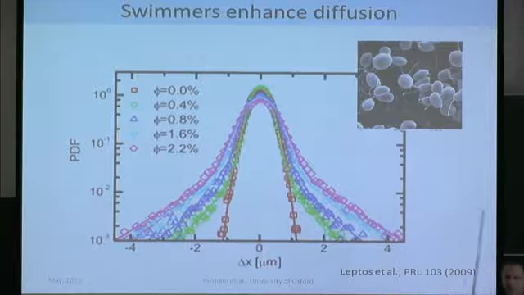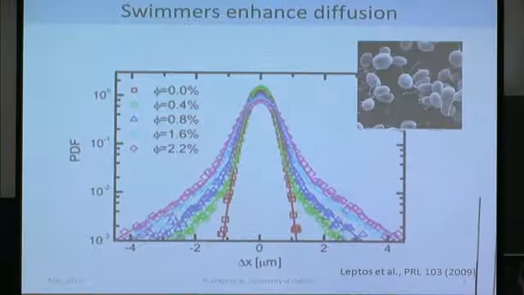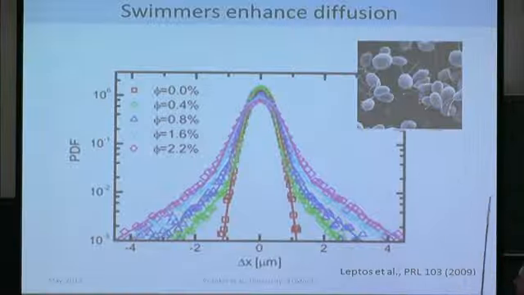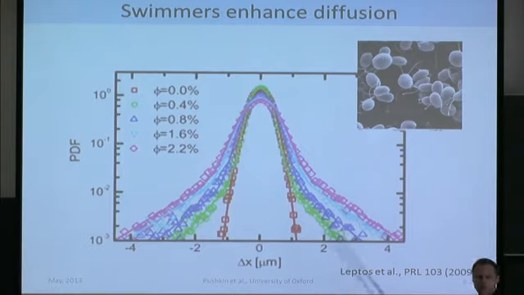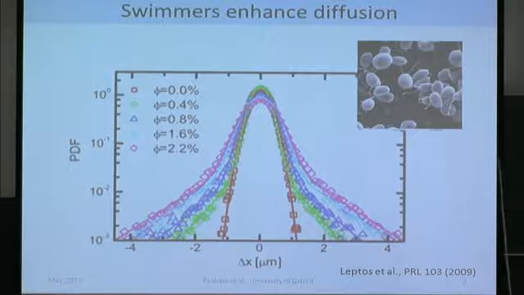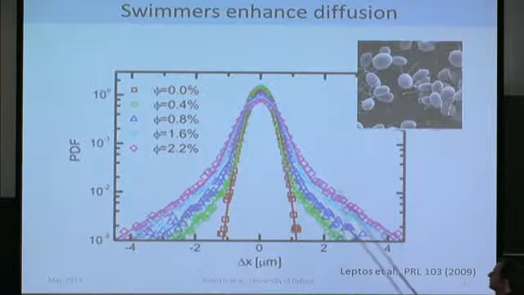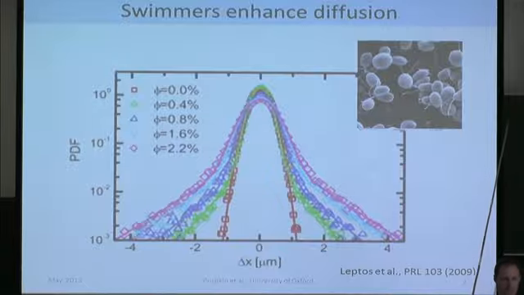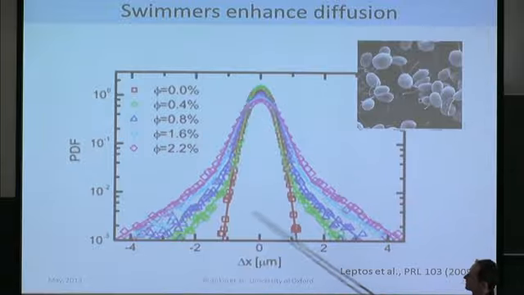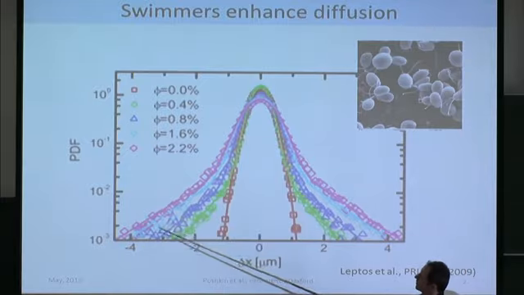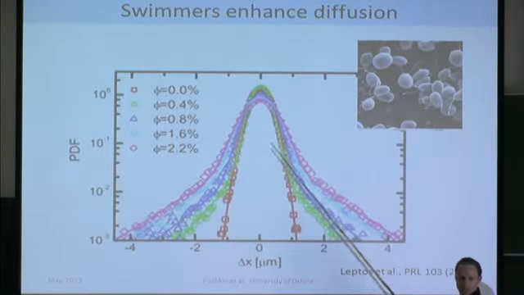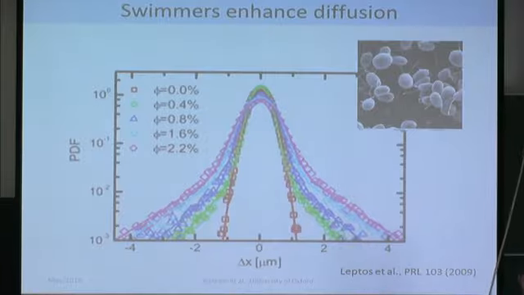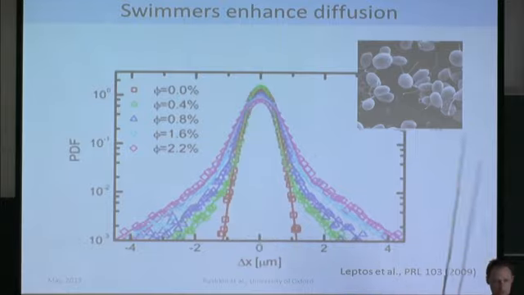So here is evidence that, on the one hand, diffusion is enhanced by swimmers. This plot comes from the lab of Ray Goldstein, and what you see is the probability distribution function of the tracer displacements for a fixed moment of time and for different concentrations of swimmers. You see this parabola, which is essentially the Gaussian due to the Brownian motion. And you see that as the concentration of swimmers increases, the width, which is equivalent to the effective diffusivity in the system, increases as well.